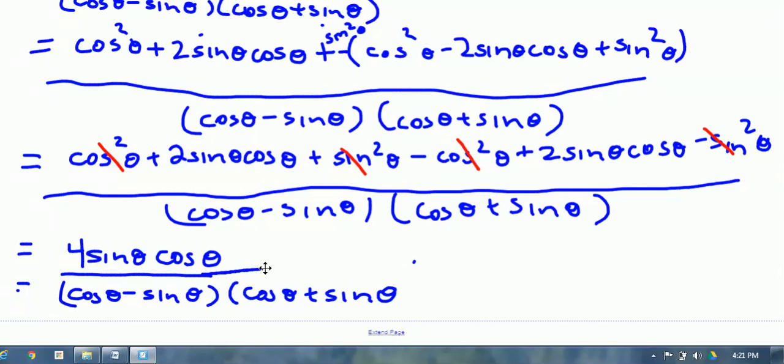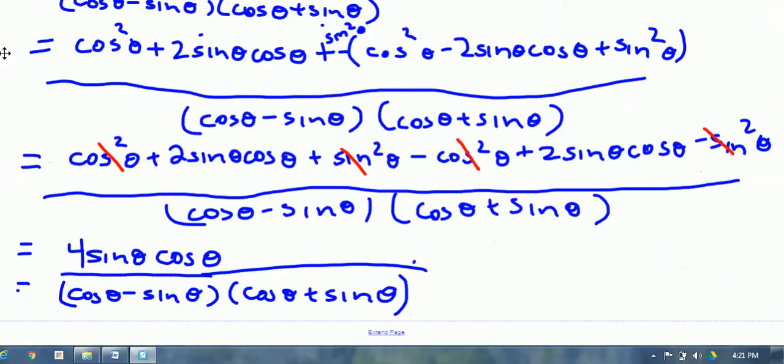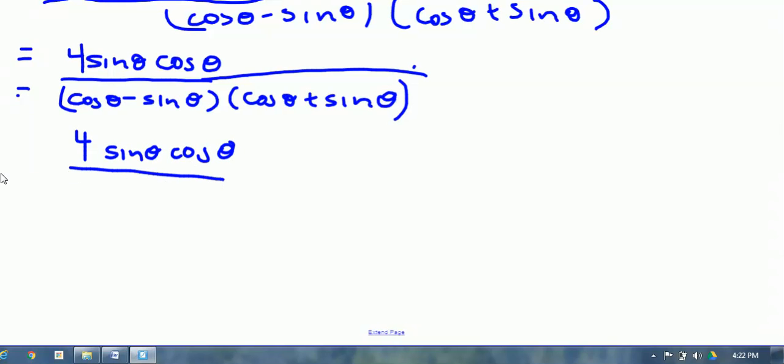So what I want to do now is keep my eye on the prize here. I need the top to be maybe a sine 2 theta and the bottom to be a cos 2 theta. So that would work out really nicely. But right now I can see where this could become sine 2 theta. I'm not seeing that yet. Or maybe you are, but if I expand out the bottom, so leave this for now. Remember, try and only do one step at a time.